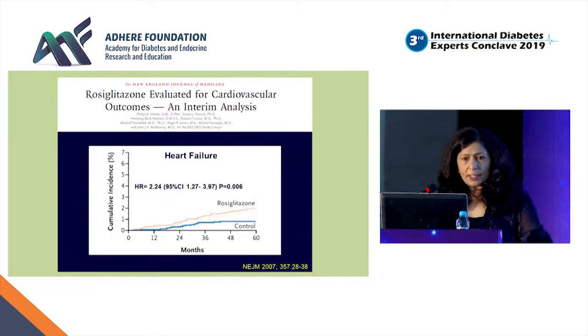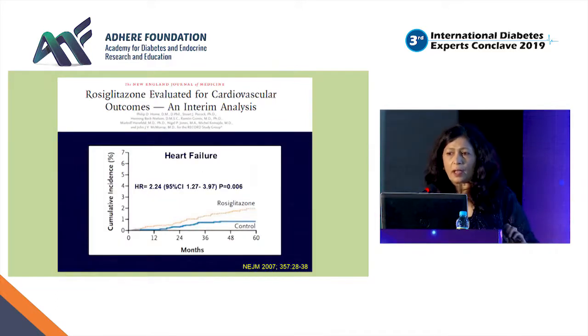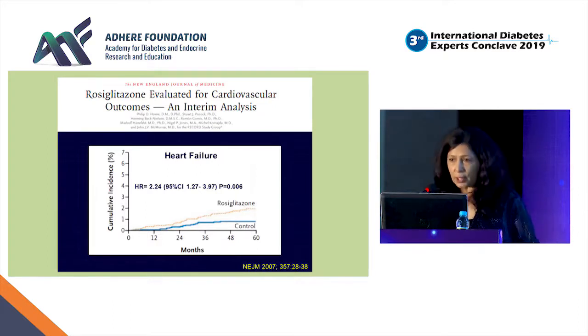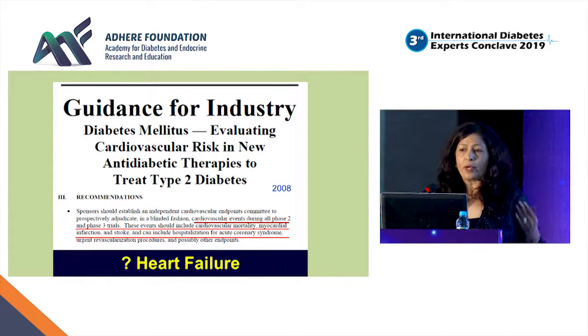So the story of cardiovascular risk and anti-diabetes management started from Steve Nissen's paper about rosiglitazone, and then came the regulatory requirement that every anti-diabetic drug has to prove its safety for cardiovascular risk in diabetic patients.